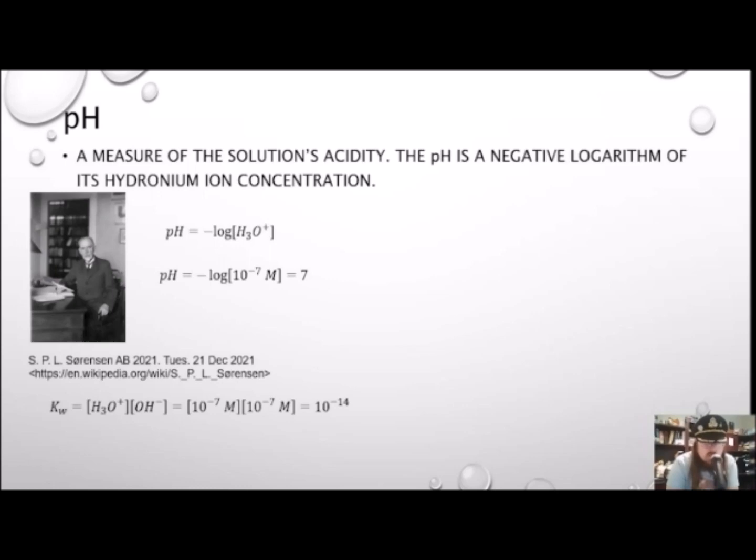So our neutral water, which is 10 to the negative 7th molar, when we take the log of 10 to the negative 7th, it gives you negative 7. By taking that negative, it becomes positive 7. So neutral water is 7.